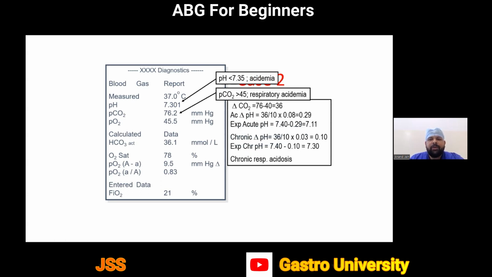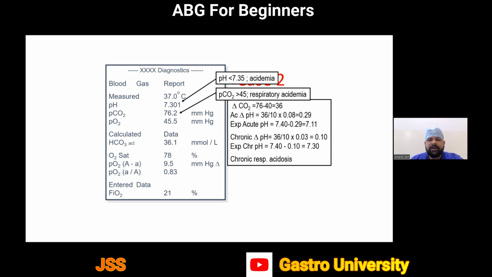Now let's check whether it is acute or chronic. For that, we will calculate our delta CO2. For the calculation of delta CO2, it's 76.2 minus 40. We will take it as 76 to ease out. That gives us a value of 36. If it were an acute respiratory acidosis, then the change in pH would be 36 divided by 10 multiplied by 0.08. That gives me a value of 0.29. So what should have been the expected pH? That would have been 7.40 minus 0.29, that is 7.11.